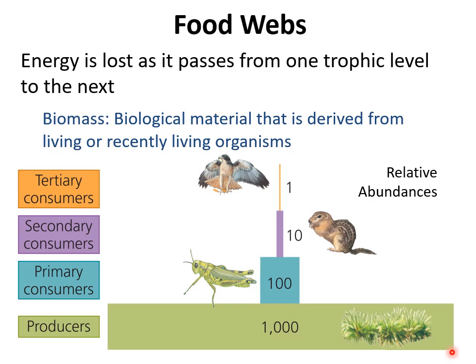And so there is more biomass, producer biomass, than tertiary consumer biomass on the planet. So you should now be able to define community and describe trophic levels and interactions in a food web.